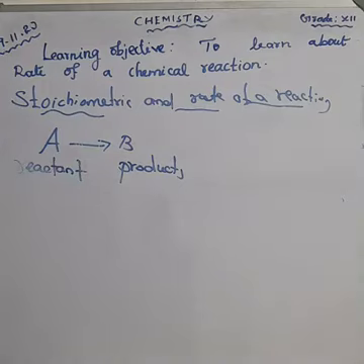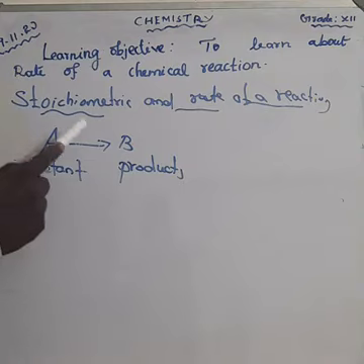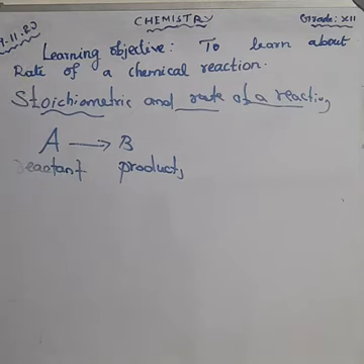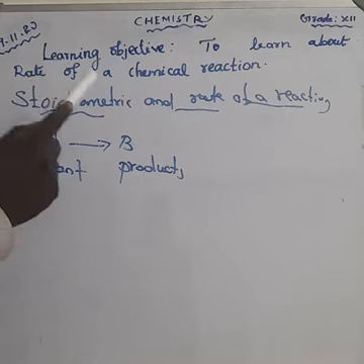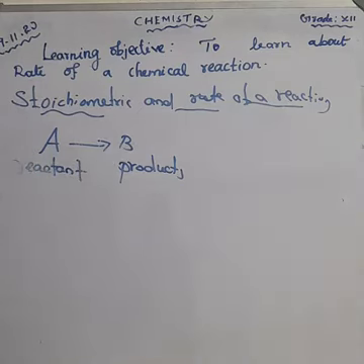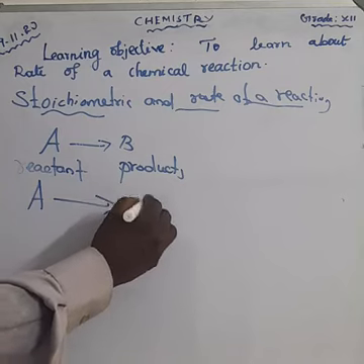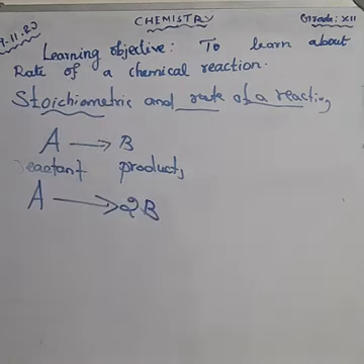In a reaction where A gives product B, the stoichiometry of both the reactant and product are the same, and hence the rate of the disappearance of reactant A and the rate of the appearance of product B are the same. We can write for another reaction: reactant A gives 2B, that is the product.